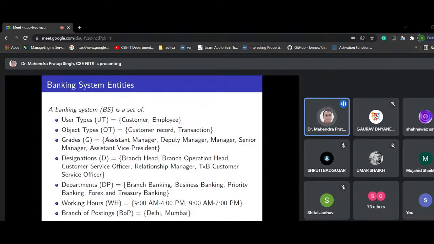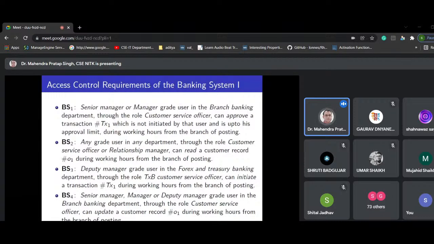Okay, so these are some of the requirements which we have gathered from the banking scenario. Now let me talk here about the access control requirements of the banking system, and then we will see what the various access control models are and how we can specify the policies by using those access control models.